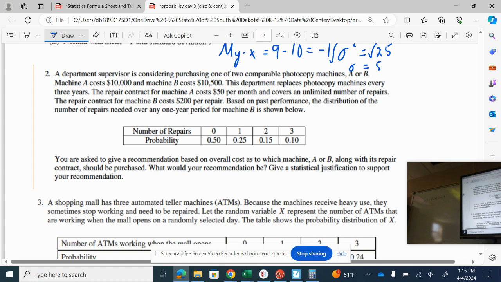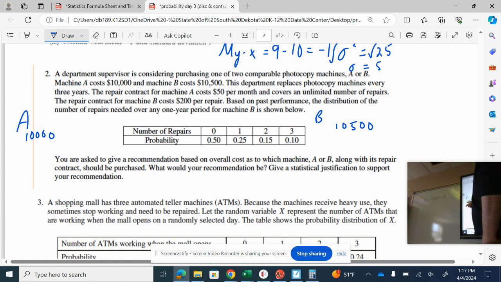It says a department supervisor is considering purchasing one of two comparable photocopy machines, A or B. I have to make sure I read this because otherwise I'm going to do it wrong here. Machine A costs $10,000 and machine B costs $10,500, more expensive. The department replaces photocopy machines every 3 years. The repair contract for machine A costs $50 per month. Okay, and covers unlimited repairs.